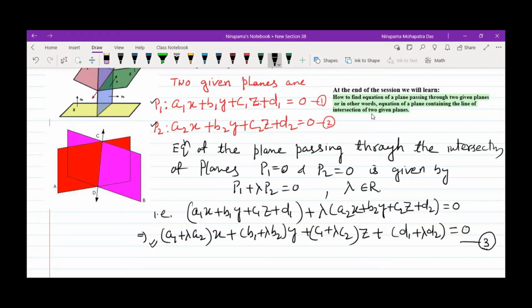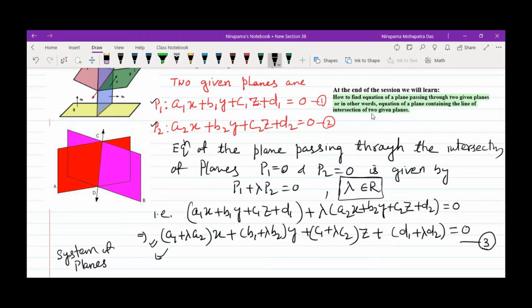But this plane is what? Because lambda belongs to the real numbers, I mean lambda is any constant, it can take various values. So for different values of lambda, you can get different planes. So this is basically a system of planes. Various values of lambda will give you various planes, right? So equation 3 represents a system of planes.